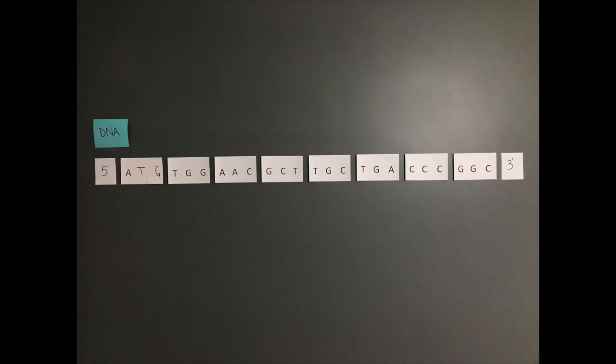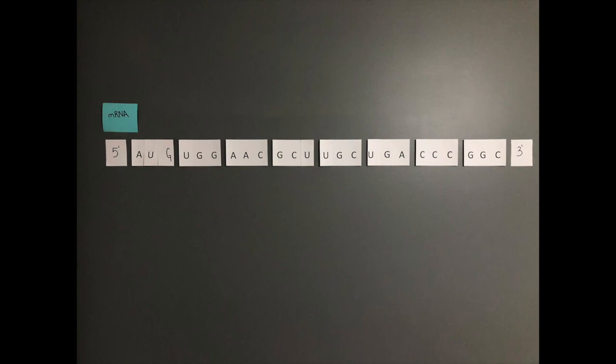Here we have a DNA sequence of a coding strand. We can take this sequence and create our mRNA sequence. To do this, we simply replace thymine with uracil. Using the genetic code, we can determine what amino acids these codons code for.